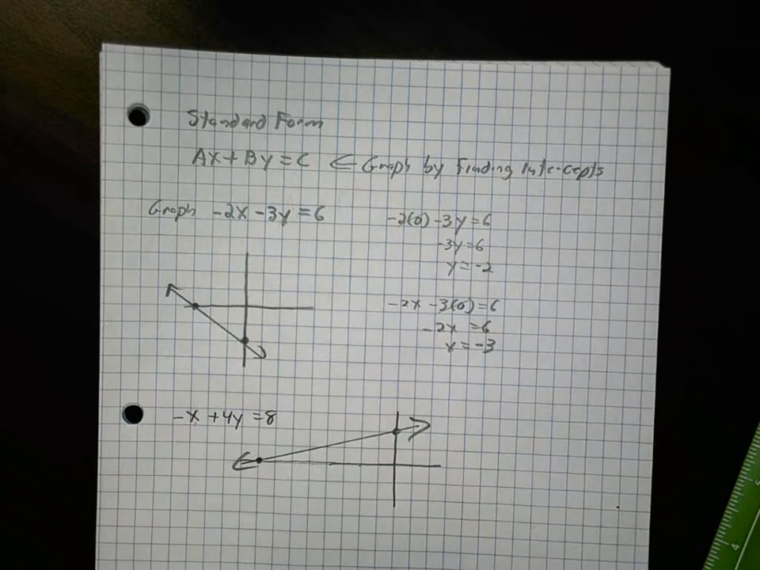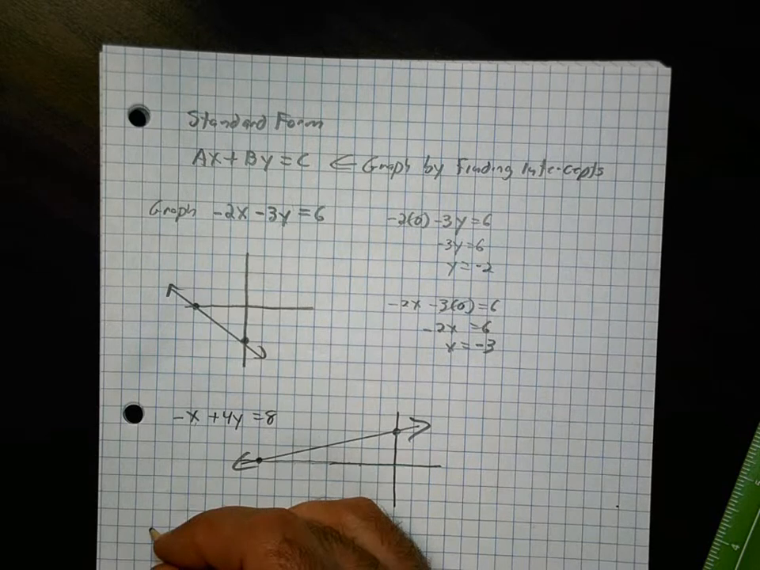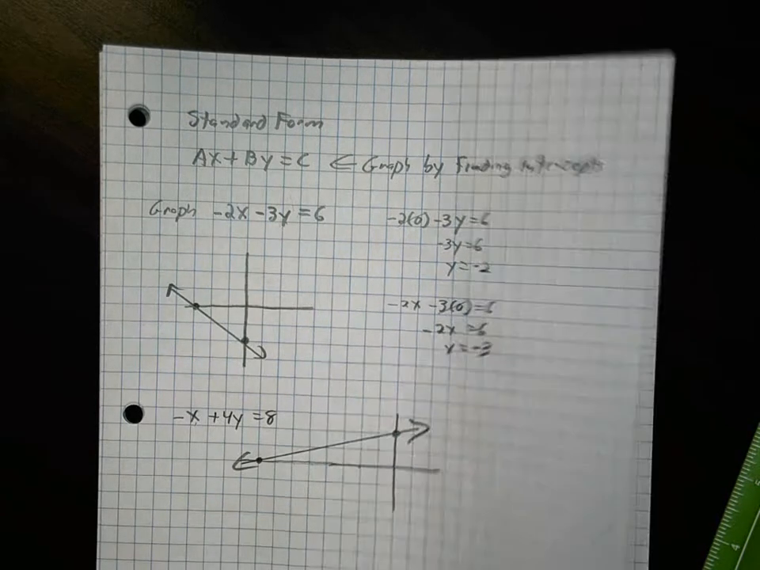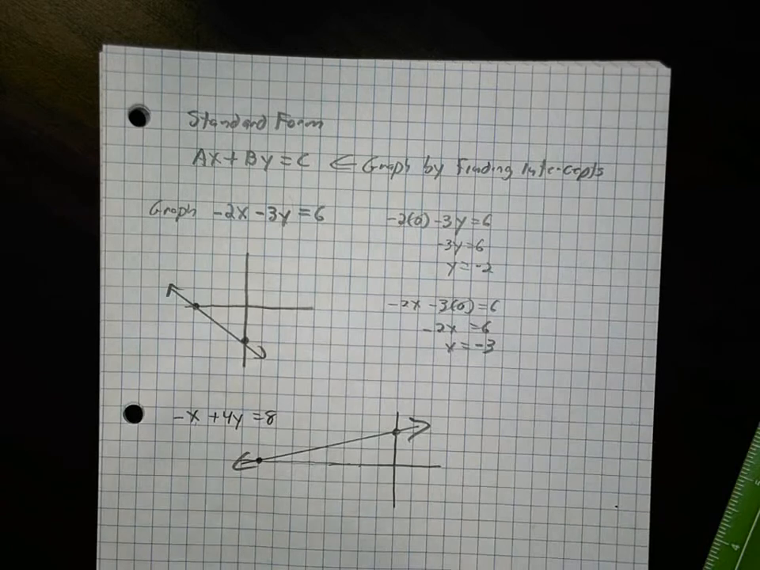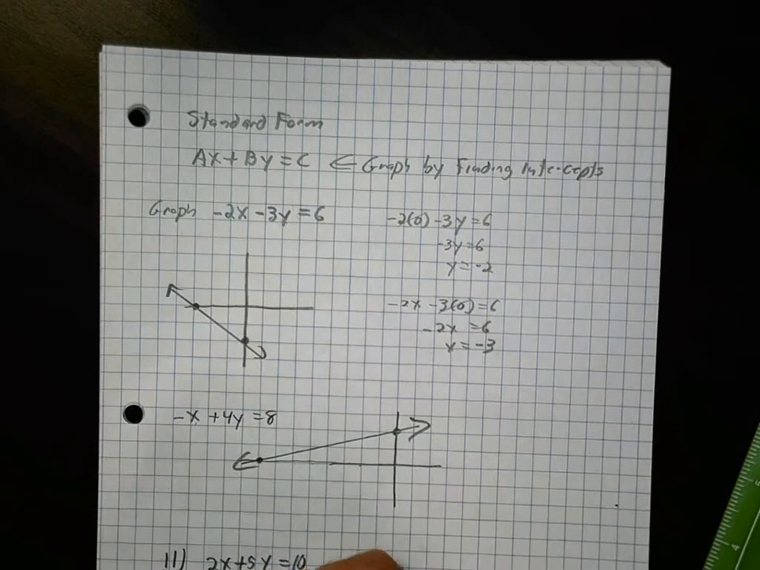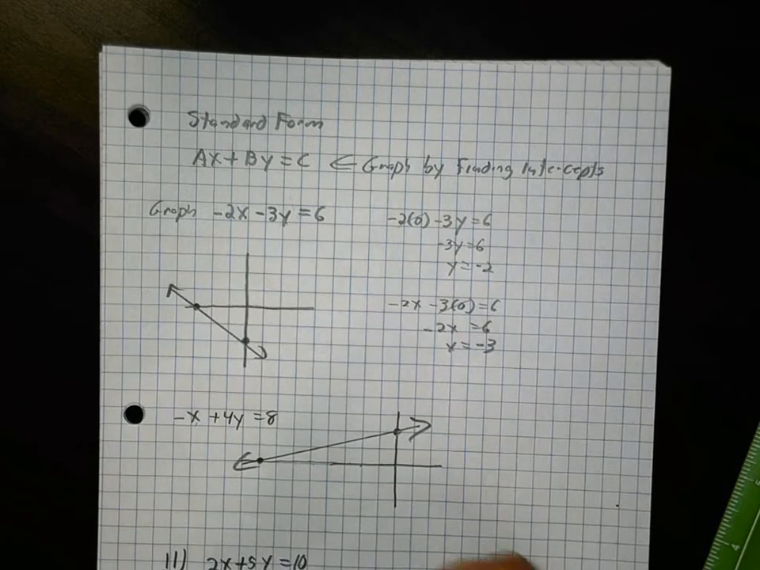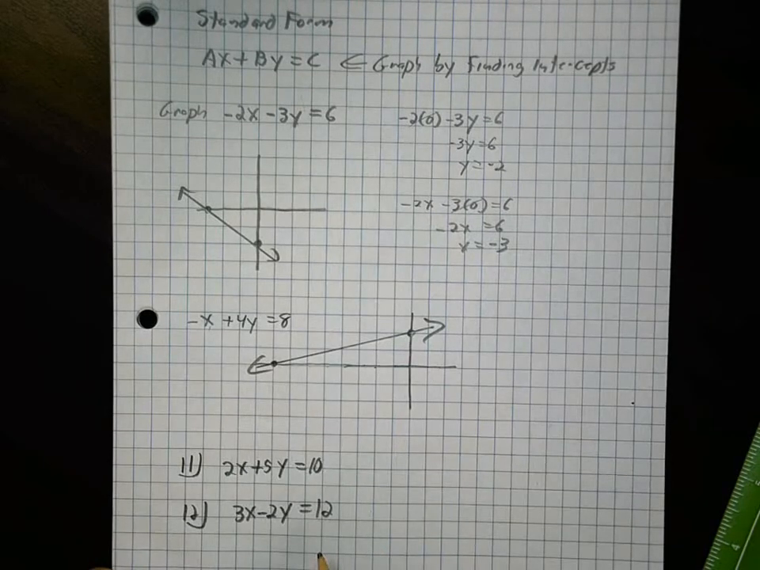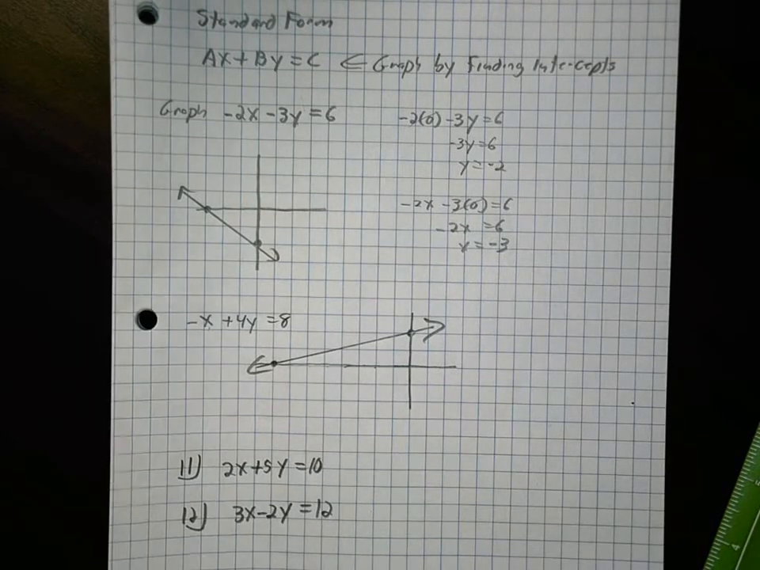Okay, so two more guided practice problems I want you to try are problems 11 and 12 on page 92. Number 11 looks like this: 2x plus 5y equals 10. 12 is 3x minus 2y equals 12. Pause the video, give those a try, and then unpause it and you'll see the answers.